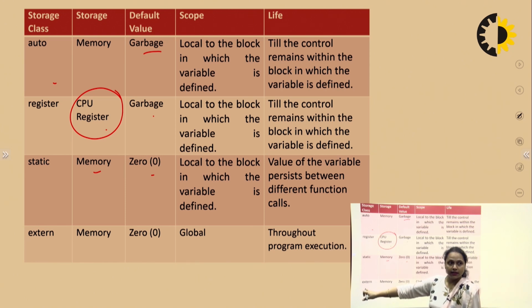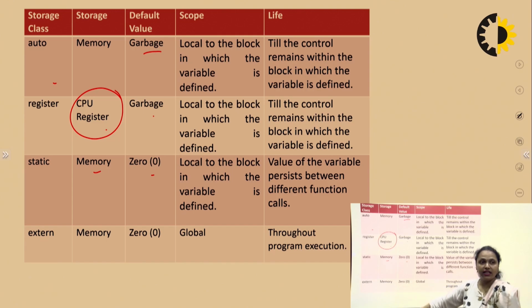Next is the extern storage class. Storage area is memory. Default value is 0. And again, its scope is global, means we can access this extern kind of variable throughout the program. Similarly, the life of the variable is throughout the program execution. We can access the variable from any point of the program. So, extern storage class gives you the global access of the variable, that is from start till end of the program.